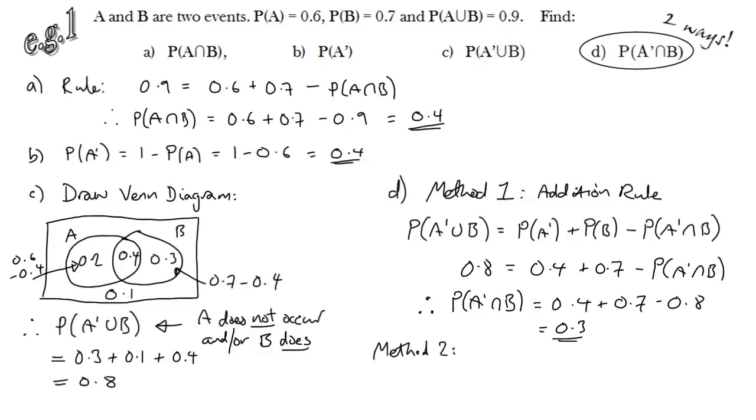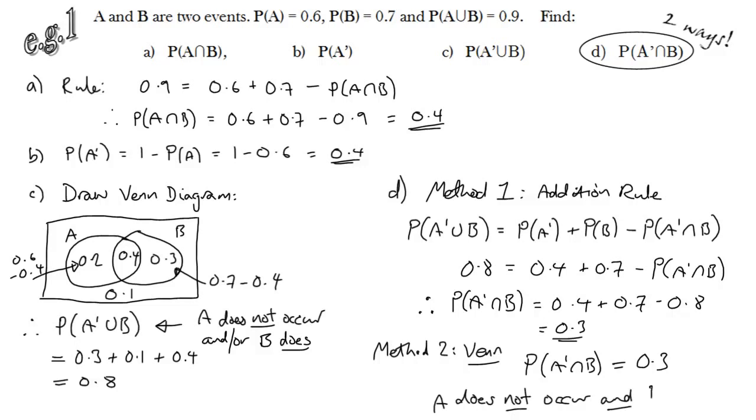Now there's another way to do it, otherwise I wouldn't have asked you to do it two ways. Method 2 is to use the Venn diagram. It's actually trivial from the Venn diagram. We want the probability of not A intersection B. That's the bit where A doesn't occur and B does. So look on the diagram. It's got to be inside the circle for B, but outside the circle for A. And that must be 0.3. Happy days.